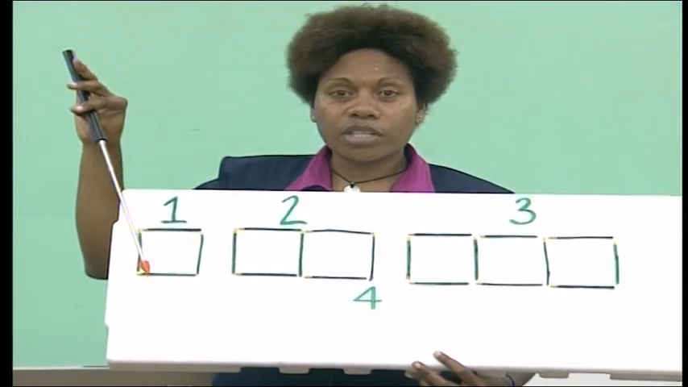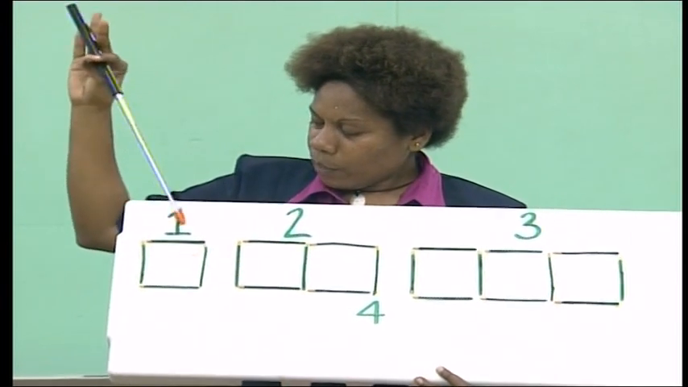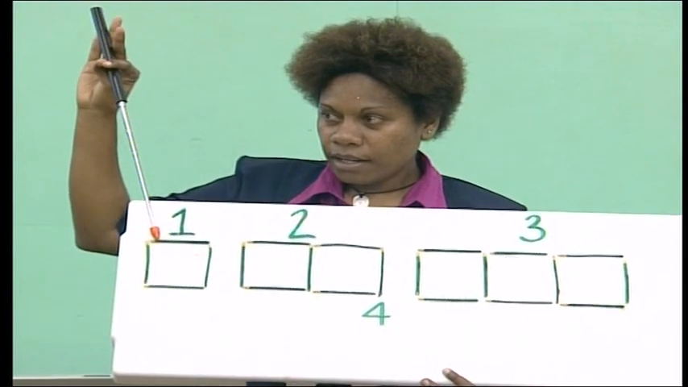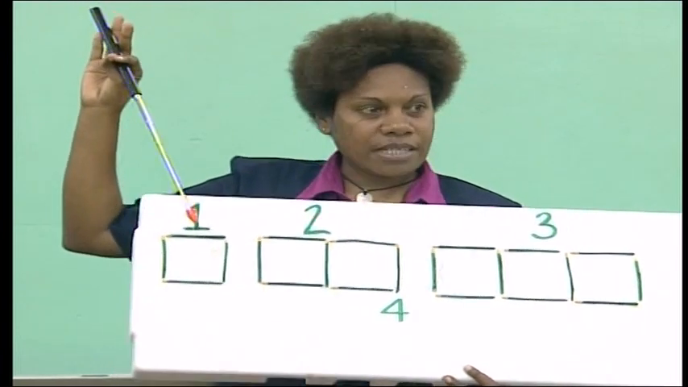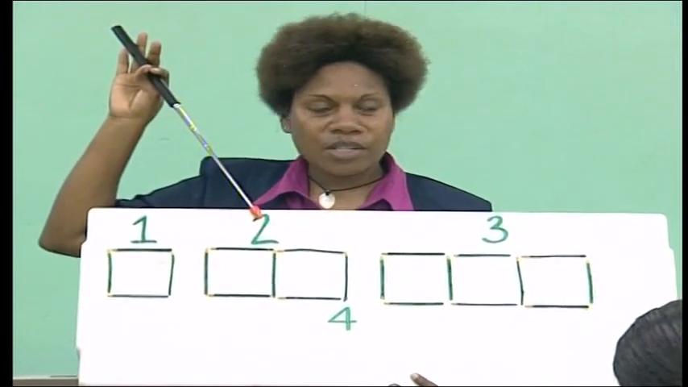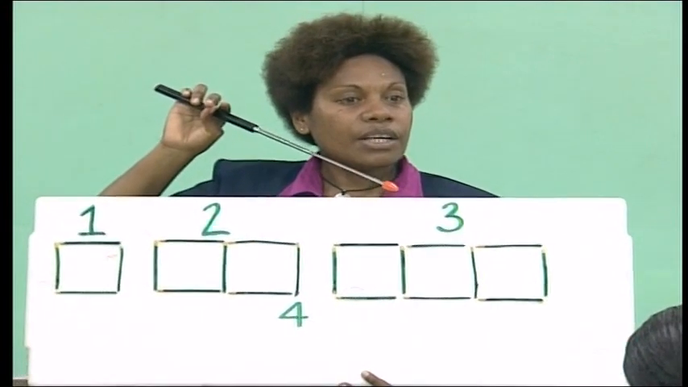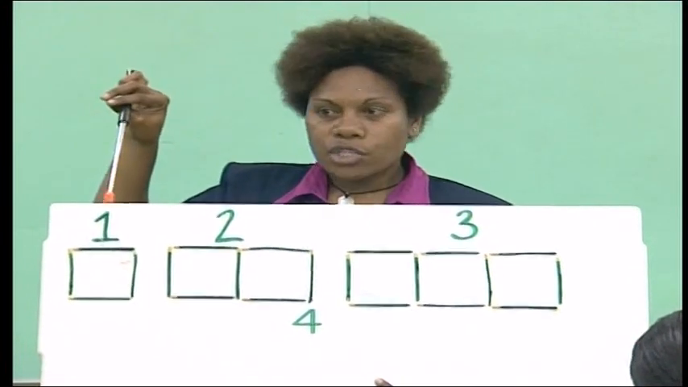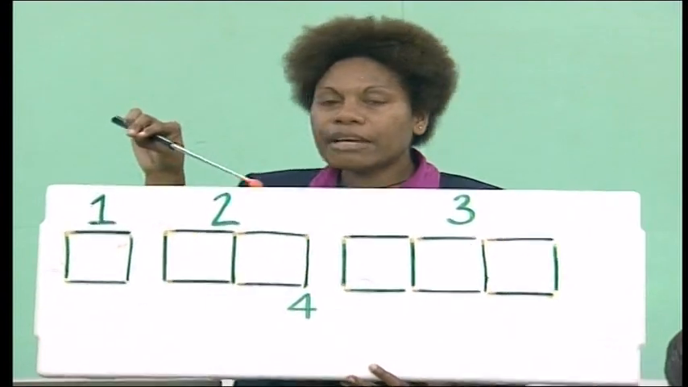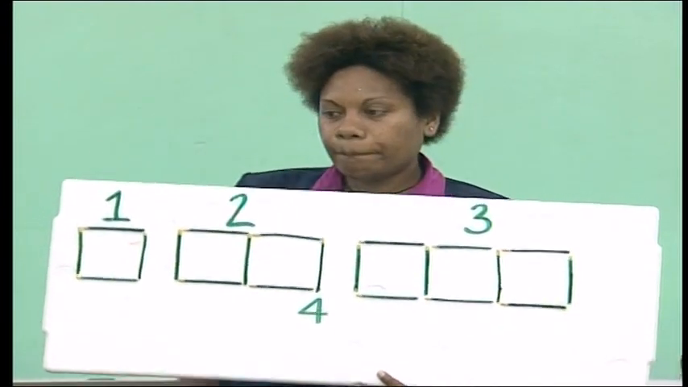Squares. Okay, receiving students? Let's say they form squares. Can you see, we have one square here. Number one represents how many squares? One. Number two represents how many squares? Two. Number three? Three squares. So the numbers represent the number of squares.